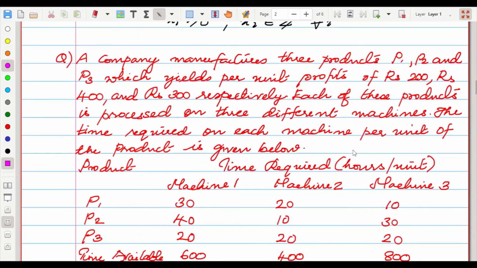Next question. A company manufactures 3 products P1, P2 and P3 which yields per unit profit of rupees 200, rupees 400 and rupees 300 respectively. Each of these products is processed on 3 different machines. The time required on each machine per unit of the product is given below.